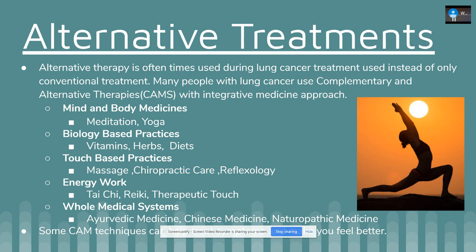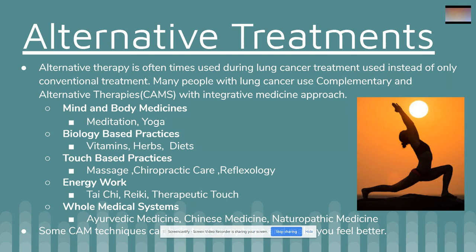Including alternative therapies in Robert's care plan can also be extremely useful, as these therapies can be used to control pain, reduce anxiety, lessen the side effects of the treatment, and improve his quality of life. There are many different types of what they call CAMs, which are listed below, such as mind and body medicine with the use of meditation and biofeedback, which can also help reduce stress. Biology-based practices such as vitamins, herbs, and special diets also help lessen some of the side effects. Touch-based practices include massage, energy work, therapeutic touch, and whole medicine systems, along with Chinese medicine.